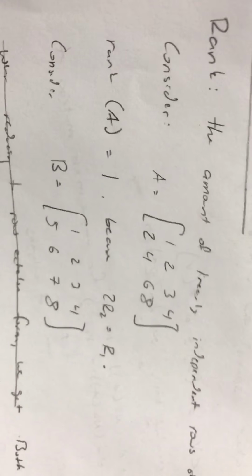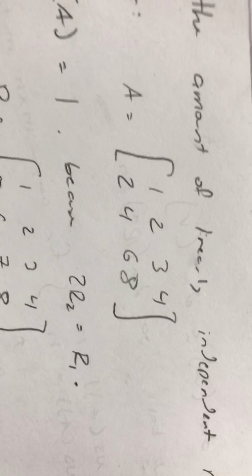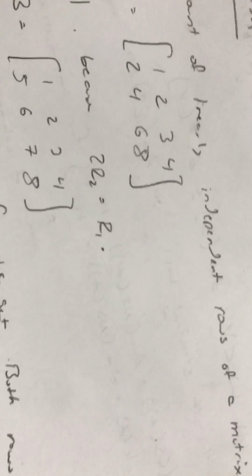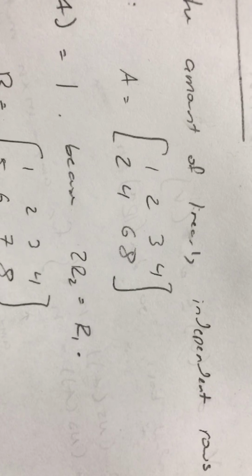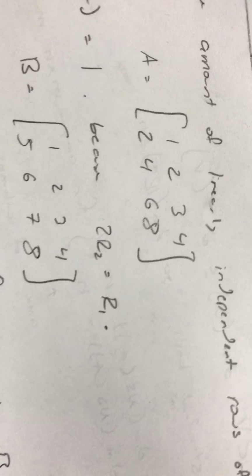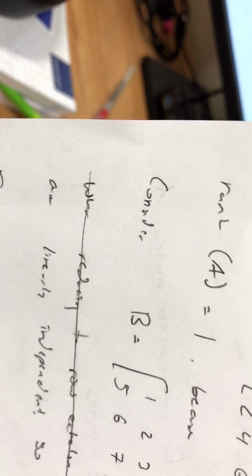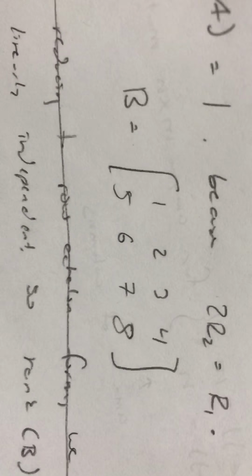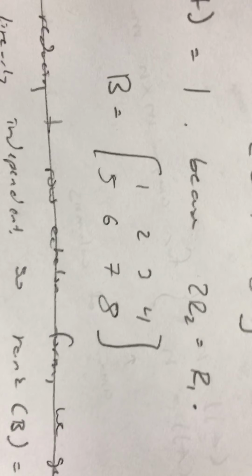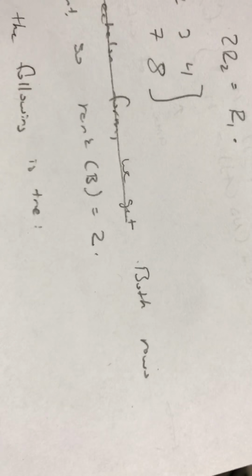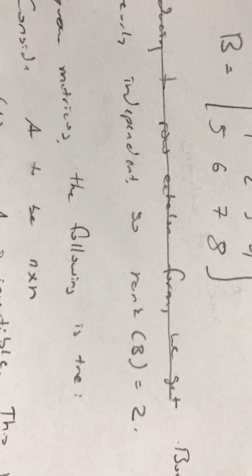Rank is the number of linearly independent rows of a matrix. Let's consider matrix A being this one. The rank of this matrix is 1, because you can say that the first row is half of the second row, or vice versa: 2R2 equals R1, as you see here. Or consider B, however, which is this matrix, where both rows are linearly independent. In this case the rank of B is 2.